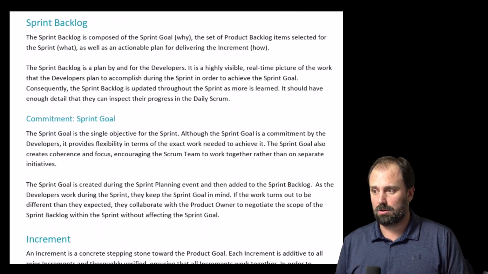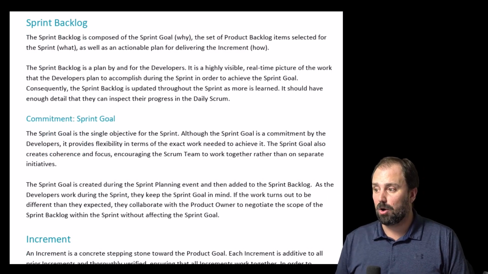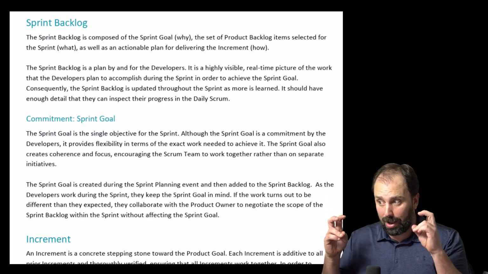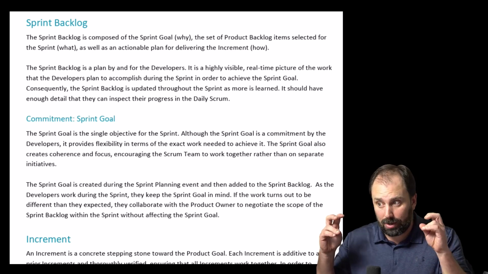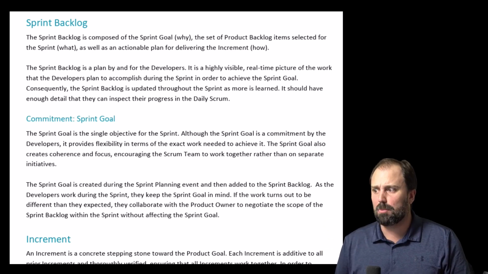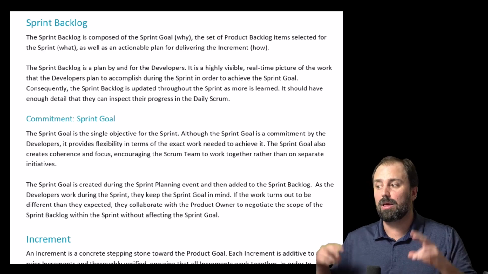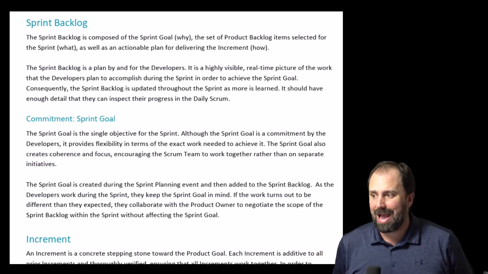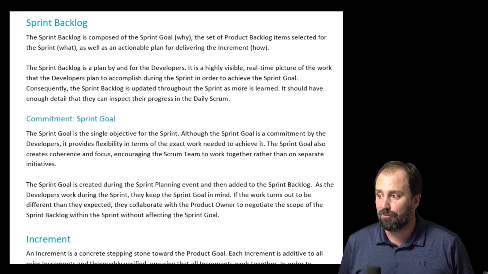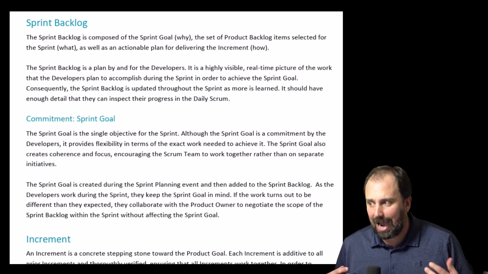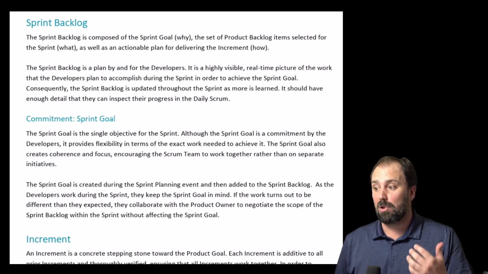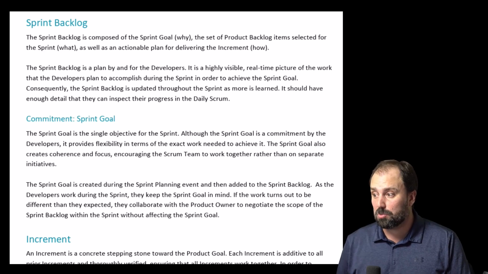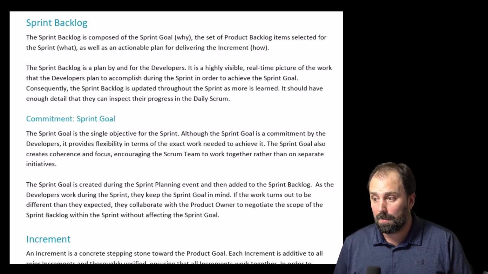The sprint backlog. The sprint backlog is composed of the sprint goal, the why, the set of product backlog items selected for the sprint, the what, as well as an actionable plan for delivering the increment, the how. The sprint backlog is a plan by and for the developers. It is a highly visible, real-time picture of the work that the developers plan to accomplish during the sprint in order to achieve the sprint goal.